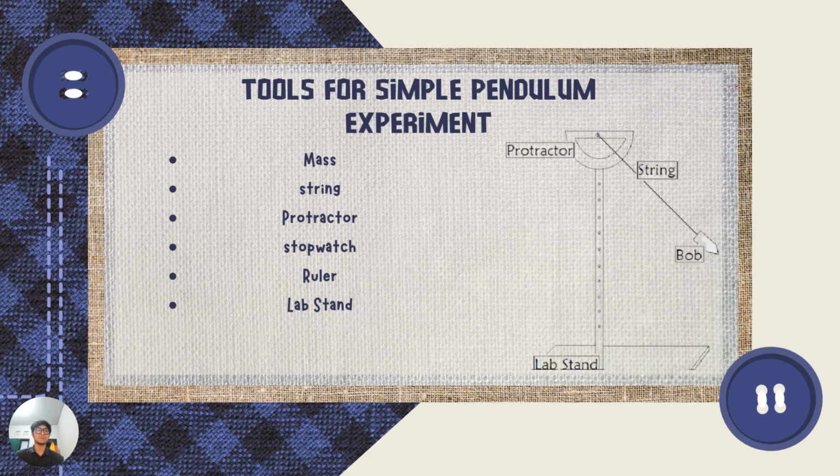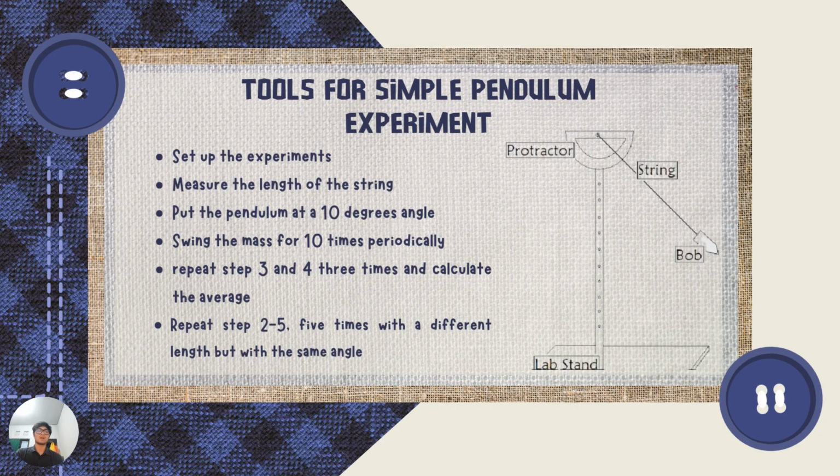These are the tools needed for the simple pendulum experiment: mass, string, protractor, stopwatch, ruler, and lab stand. Now I'm going to tell you the steps for this experiment. First, we set up the experiment by tidying up and setting up the tools we need. Second, we measure the length of the string, which in this example is 20 centimeters.